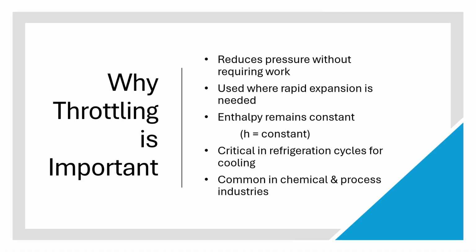Now we will discuss the importance of this throttling process. Throttling is useful because it reduces pressure without needing any external work. This makes it simple and reliable. It is widely used in refrigeration systems, chemical plants, and the oil and gas industry. And because the enthalpy remains constant, we can easily find out the temperature at the outlet.